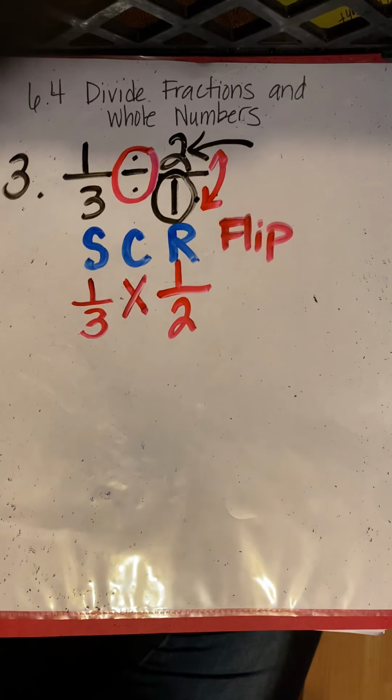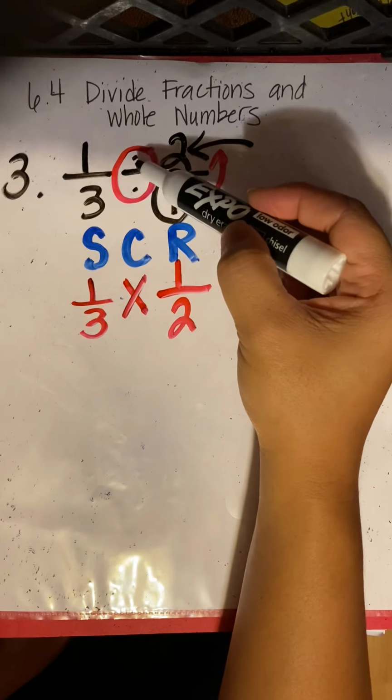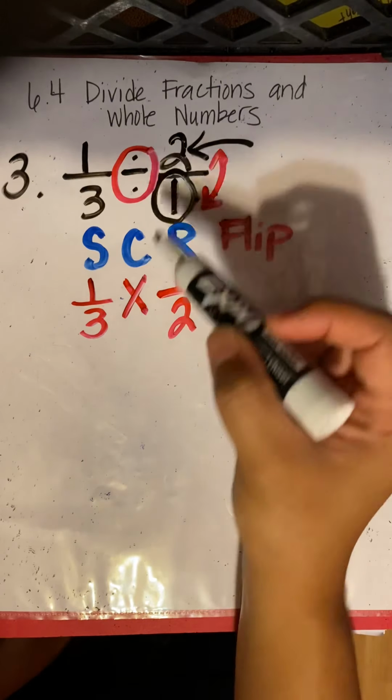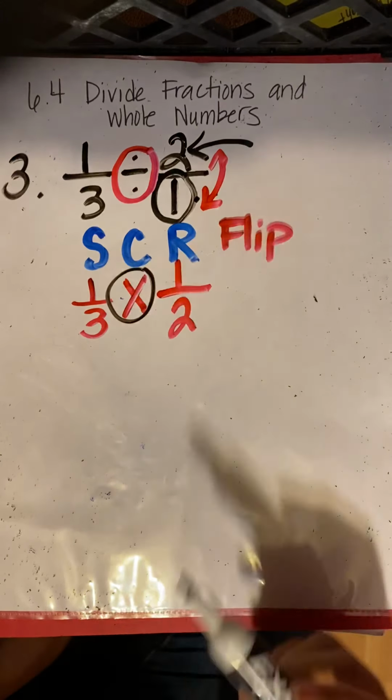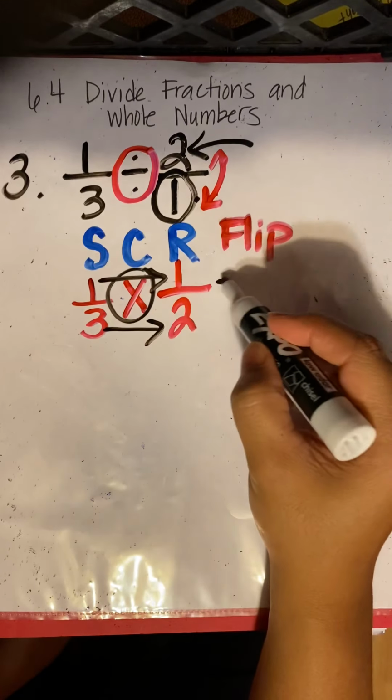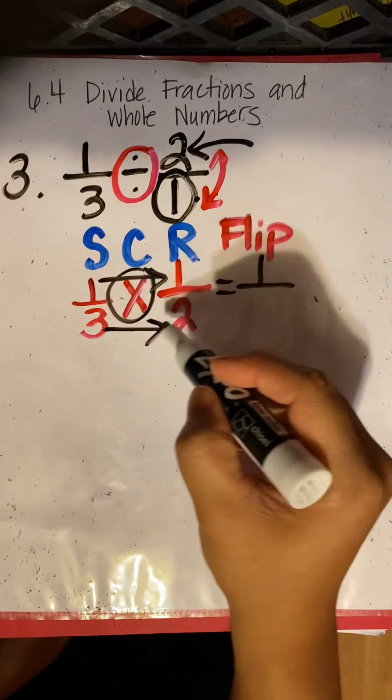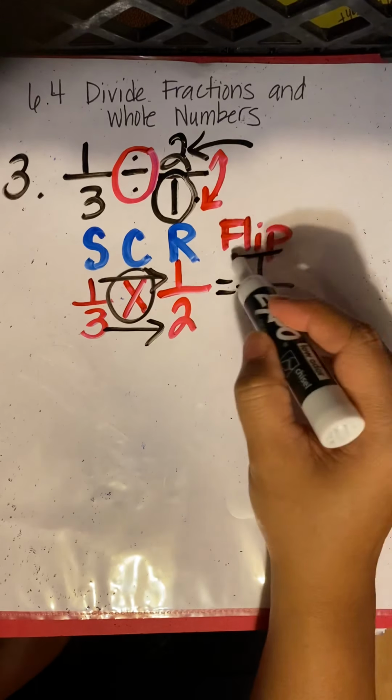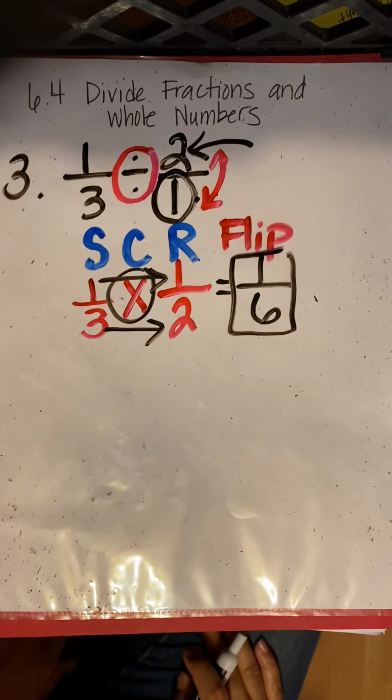Your final step is to solve. So when you solve, you're no longer going to divide here. You're not going to use this symbol. You're using your times symbol. Okay, so you're just going to multiply across. 1 times 1 is 1. And 3 times 2 is 6. So your answer for number 3 is 1/6.